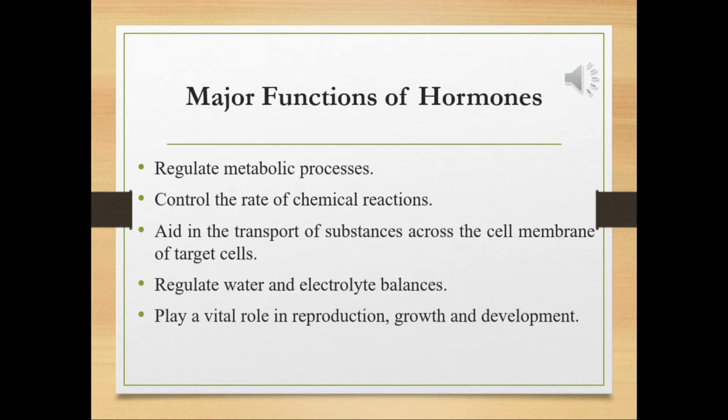Hormones also play a vital role in reproduction, growth, and development. For example, estrogen, progesterone released by ovaries, and testosterone released by testes, such as embryo formation. They control embryo formation, uterus preparation during pregnancy, lactation, and labor pains. Hormones also control secondary sexual characteristics.